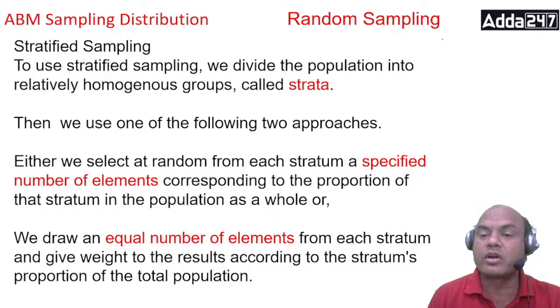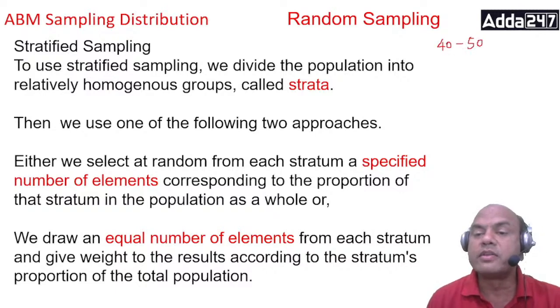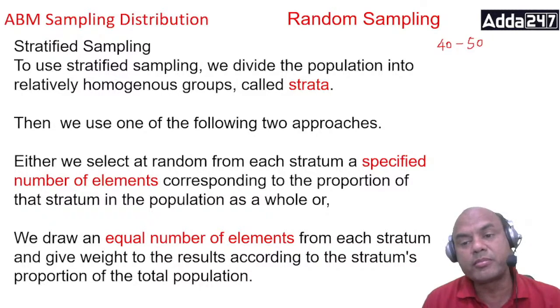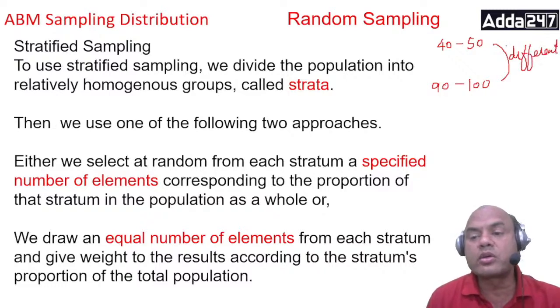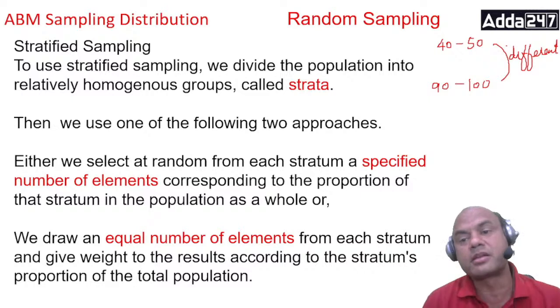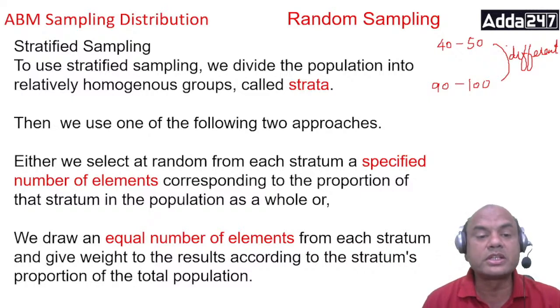Suppose somebody has got a percentage of 40 to 50. They will think in a similar way. But the one who has got a percentage between 90 to 100, the thinking of these two groups will be totally different. But within the groups, they will always think similar. So this is known as homogeneous. Thus, we use the following two approaches.